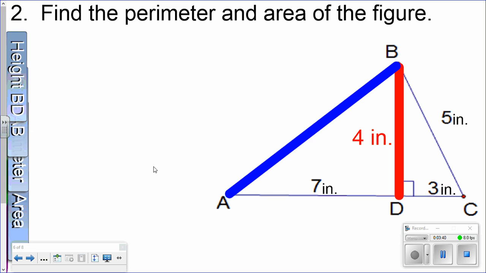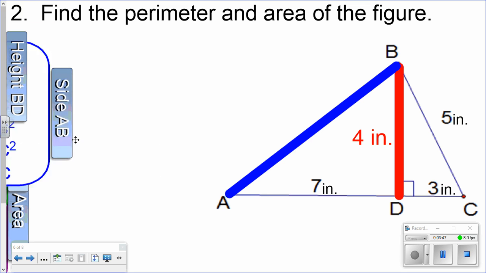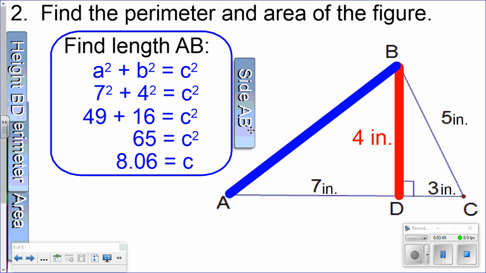So we have to find this side. Again, we've got this triangle here. We've got 2 sides, and we're missing the third. This time the side that we're missing is the hypotenuse. So we use a squared plus b squared equals c squared. So we have 7 squared plus 4 squared equals c squared. 7 squared is 49, 4 squared is 16 equals c squared. We add 49 and 16 together, and that's 65 equals c squared. And then take the square root of both sides, and we get 8.06.